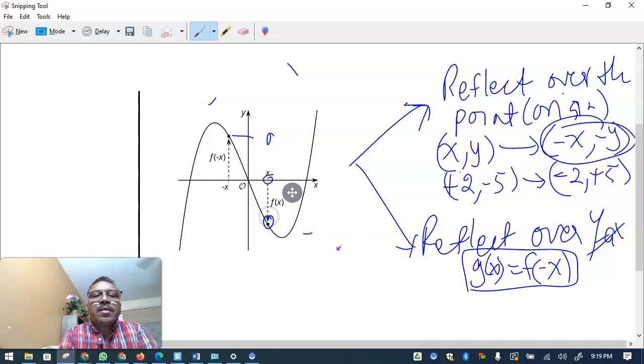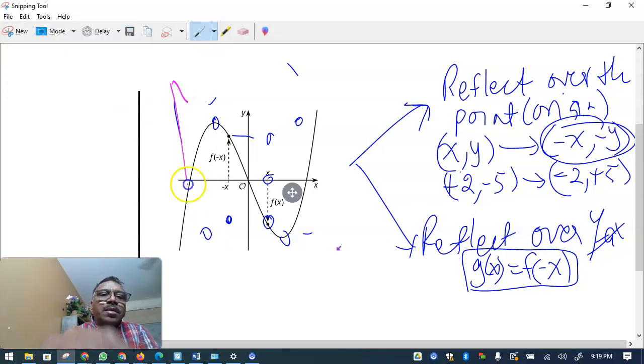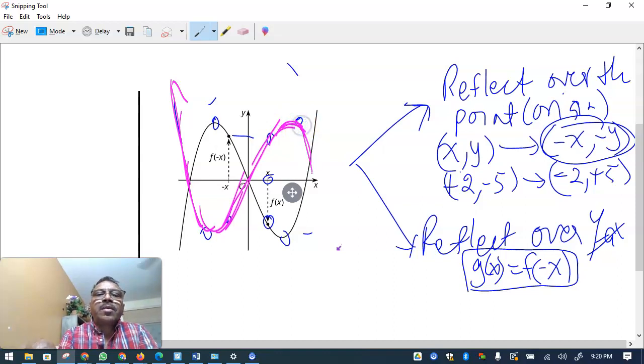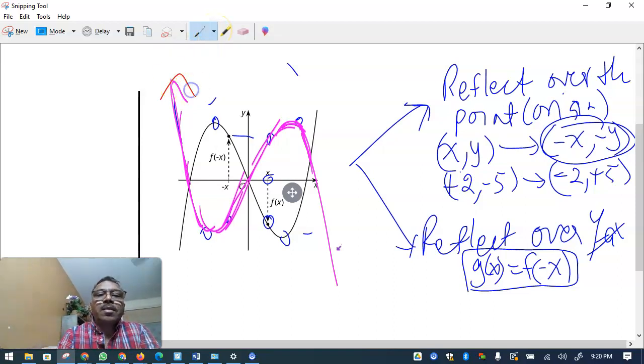This point which is right here will go, so reflect on the other side, and you will see it will go. Now this point will be somewhere here, this point will be somewhere here, and then you will see the new graph will be this way. See, first it will go like this. This is the reflection over the y-axis, and then you have to reflect this whole thing, the new one.